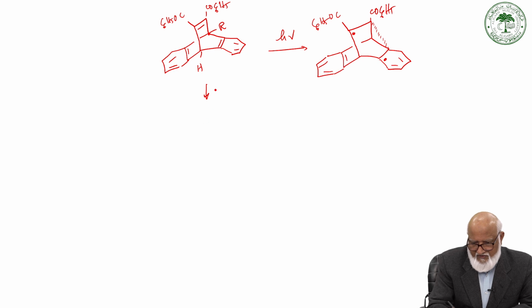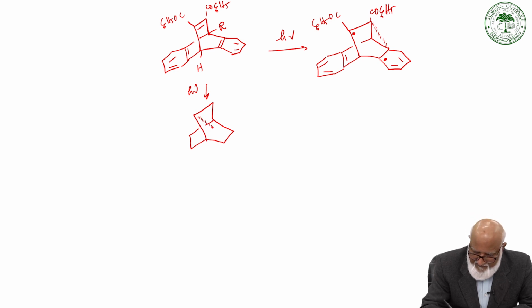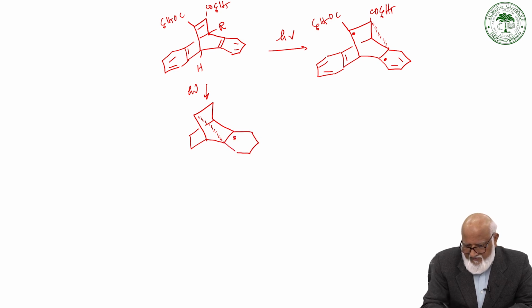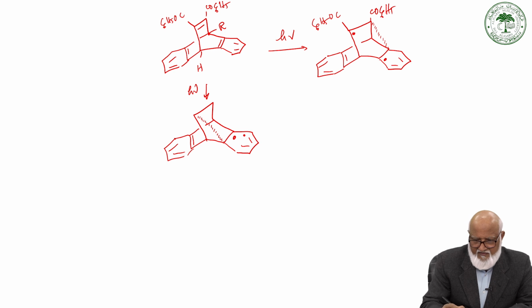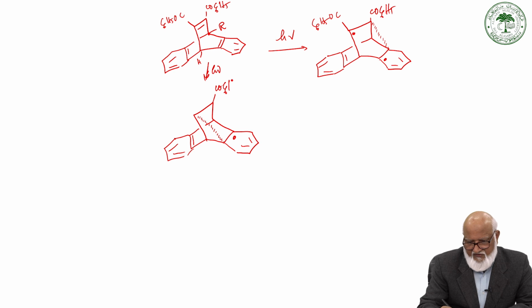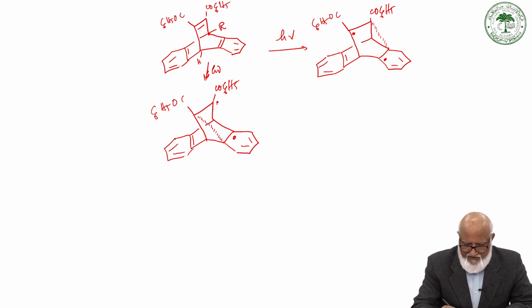So either this, or it is also possible to have a bonding like this between these two. So either these two, this bonding, or this bonding. And then if we have a new bonding, then we have a radical here. We have a radical here. Let's write this. h nu. This is H here. And then we have two benzoyl groups, COC6H5. Here we have one benzoyl group, COC6H5. And then we have a radical here.